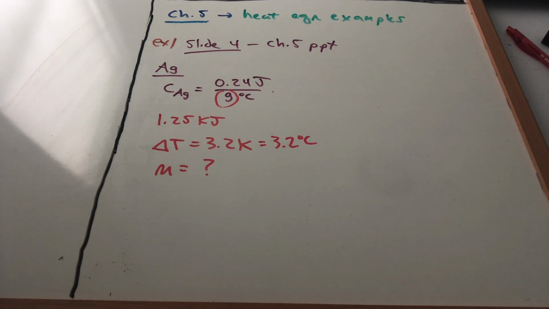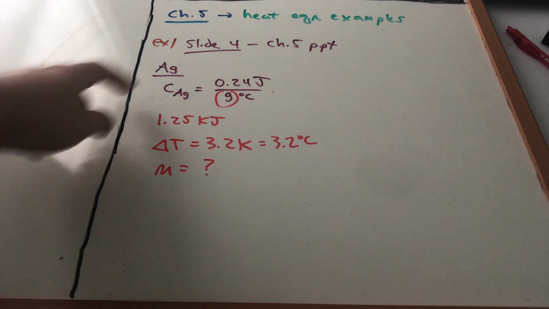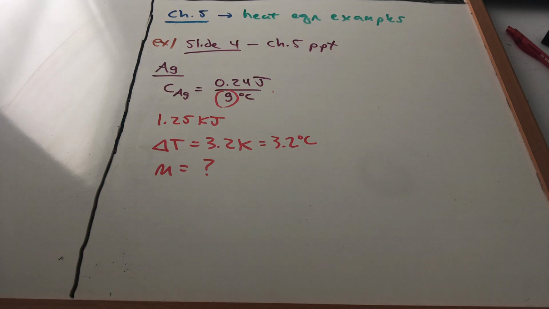Notice again, I just want to go over the identification. It's not saying anything about a calorimeter. It's not saying anything about any other object. It's saying focus down just on silver. Just silver by itself.